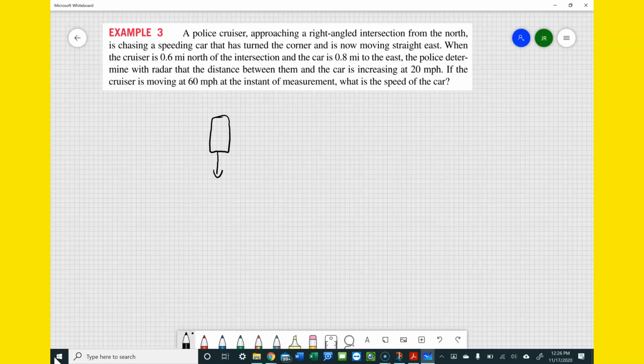The other car is moving to the east. So the cruiser is coming from the north and approaching this intersection, where the other car has already turned the corner and is going east. When the cruiser is 0.6 miles north of the intersection, and the car is 0.8 miles to the east. Let me redraw that a little bit farther away.